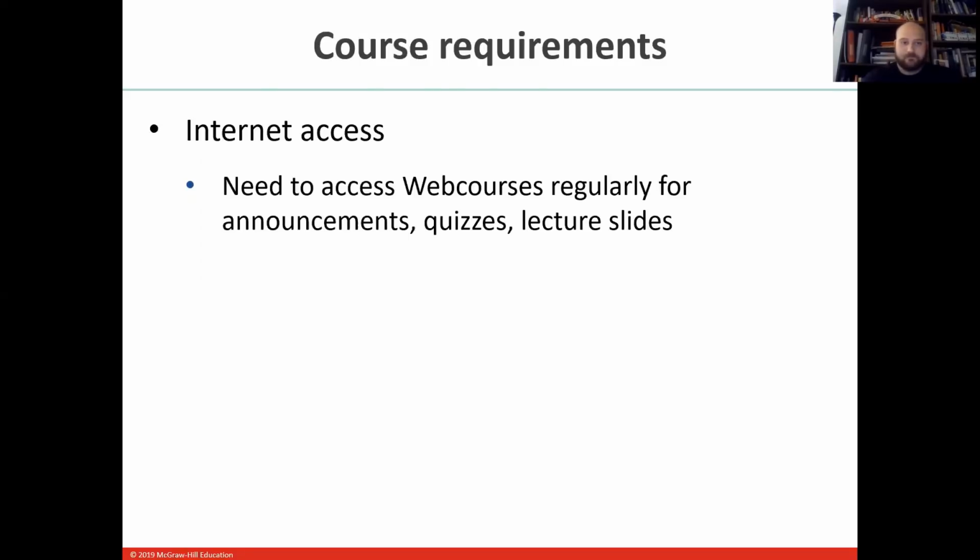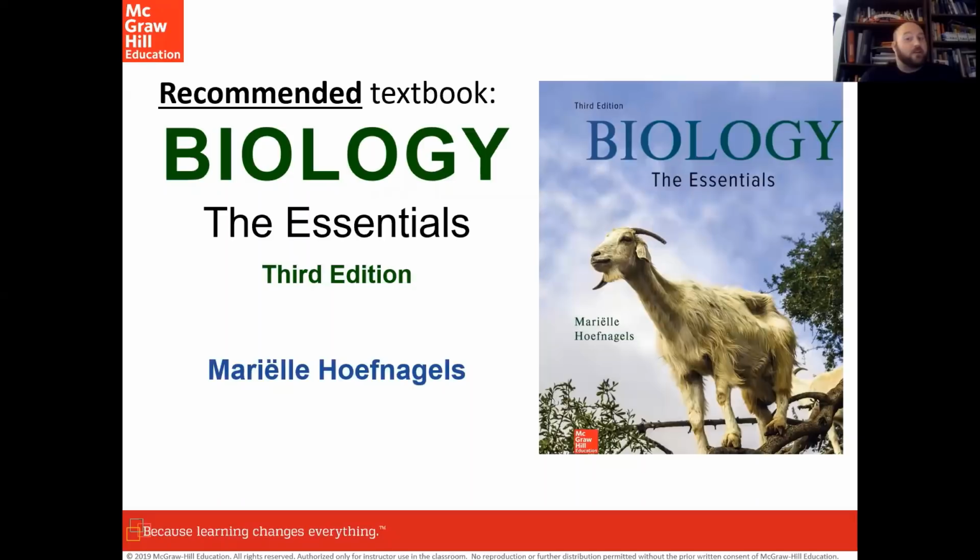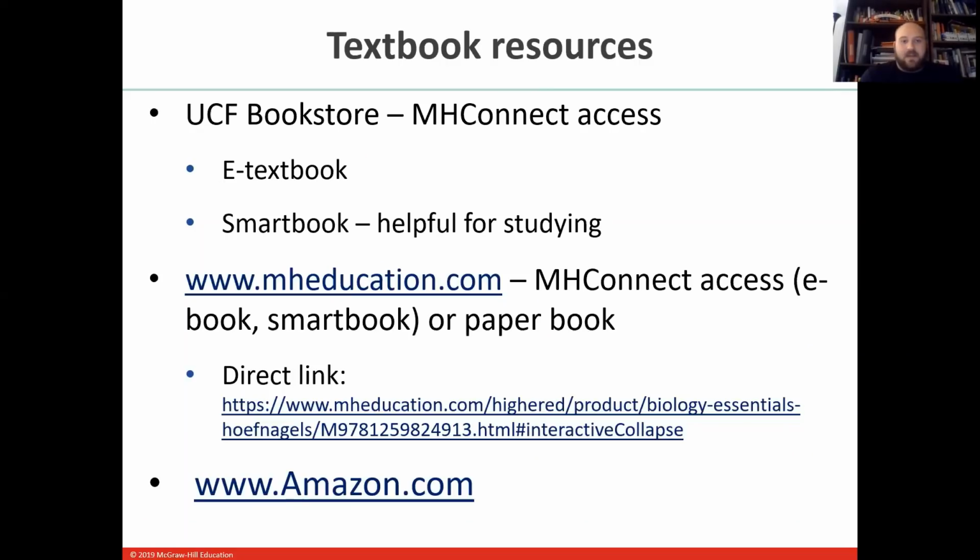So I've already gotten a couple of emails about this, but I'm not requiring a textbook per se, but I do really recommend this Biology, The Essentials 3rd edition. It's pretty thorough. It'll get the job done. And specifically, I really like this version of it that's online that the UCF bookstore sells, and I'll talk about that in a second. And it's called the Smart Book. It's really helpful for studying. I'll let you all decide if you want to do that or not. It's totally up to you.